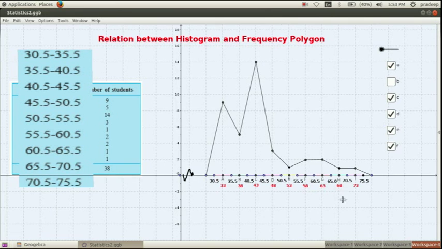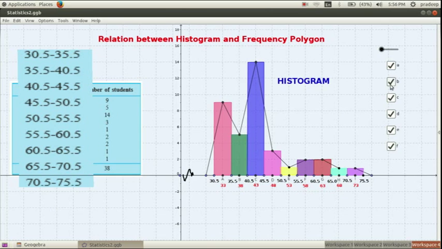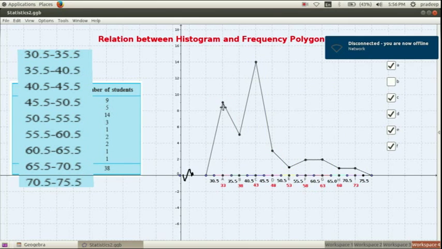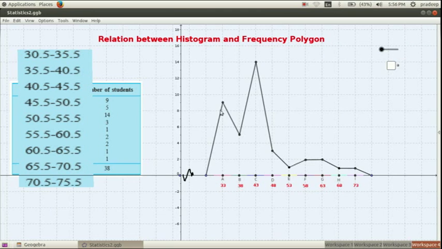In order to get the frequency polygon, we need not draw the histogram. This point is right above the mid value, therefore we can hide this one. First of all, you have to draw these mid values or class marks along this x-axis, and right above these class marks you can find the point corresponding to the frequency of each class. By joining those points, we can have a graph, and after that you have to join the end points with the x-axis like this to get the frequency polygon.